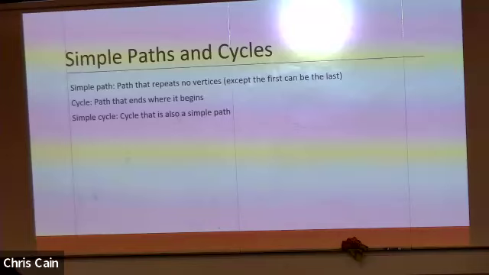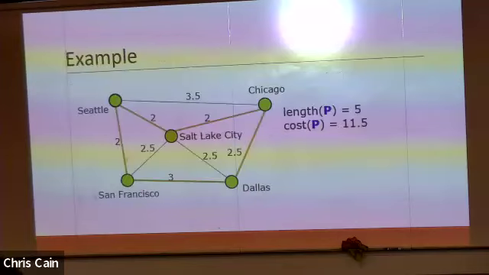So that cycle on the last slide was a simple cycle. We went from Seattle to Seattle, but we never visited the same city twice, except for our source and destination. Seattle was where we left. Seattle is where we returned to. On the other hand, if we'd gone from Seattle to San Francisco to Salt Lake City to Dallas to Chicago to Salt Lake City to Seattle, that is not a simple cycle because we visited Salt Lake City multiple times.